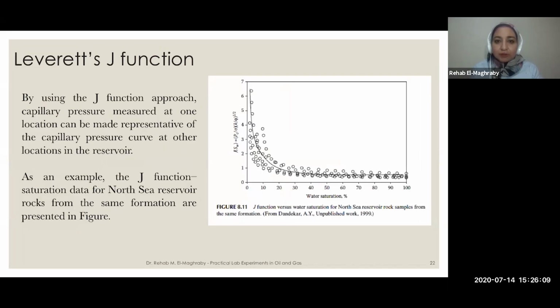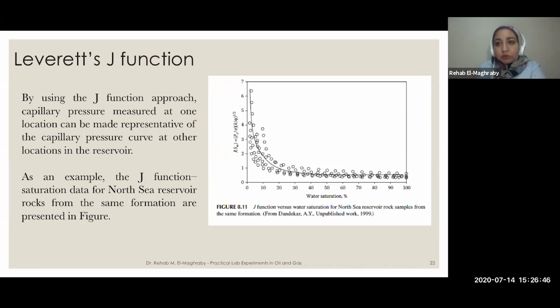So here you will find this is showing a curve, with the Leverett J-function on the y-axis and the water saturation on the x-axis. And this is a mercury injection, and this is the capillary pressure curve for different rock samples from the North Sea of the same formation, and you will find they are taking the same trend. So you can now compare different rocks from the same formation on the same curve.